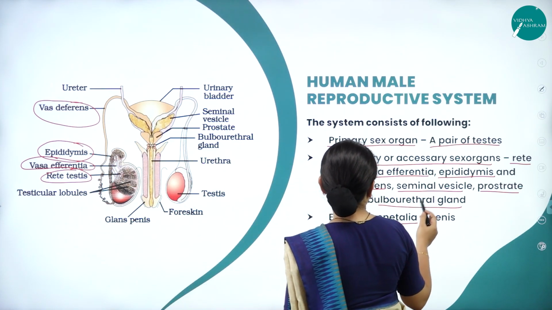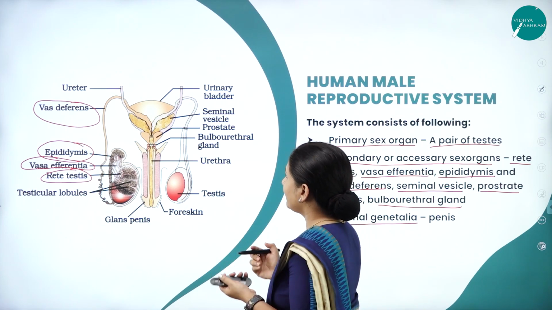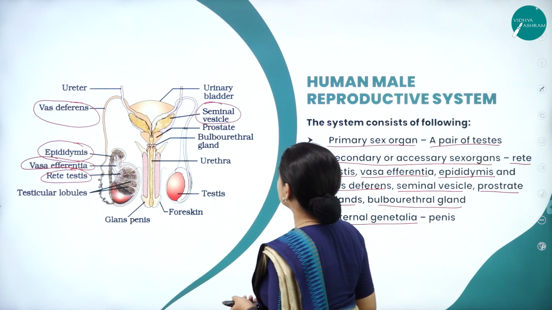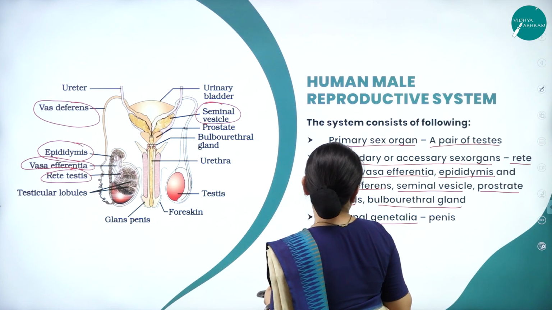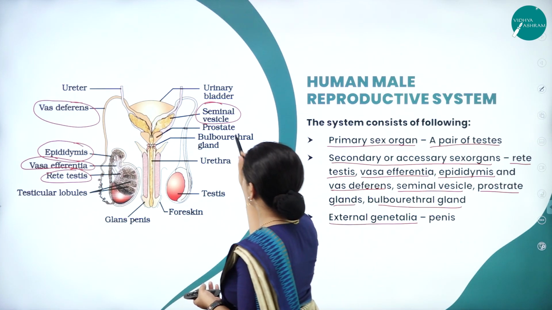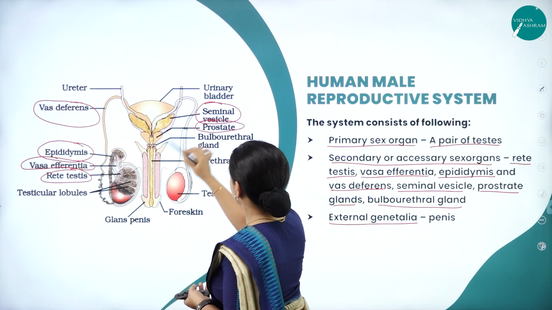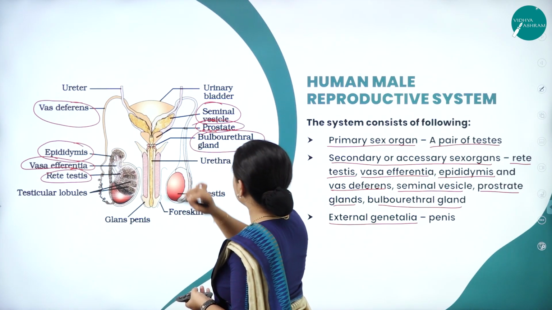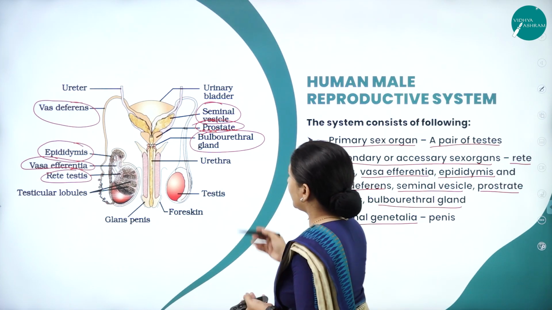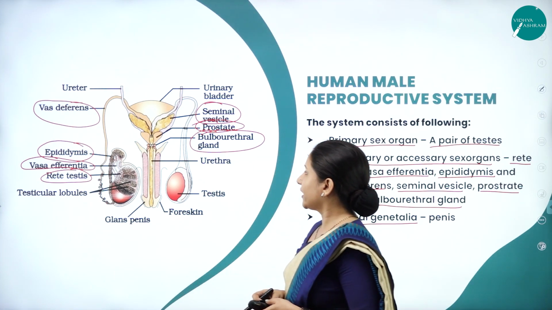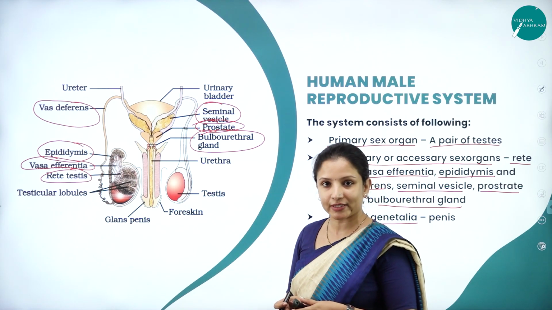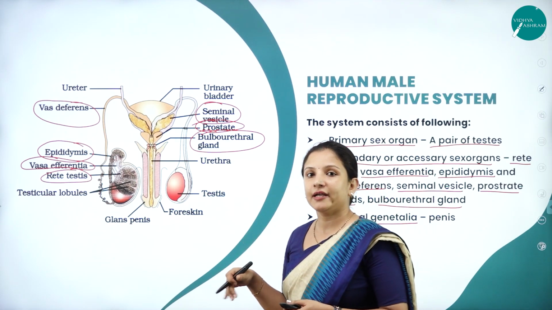Then comes the seminal vesicle. After the seminal vesicle, there is the prostate gland. Then comes the bulbourethral gland, and then we have the urethra. The urethra, ureter, urinary bladder and all that are parts of the excretory system, which you have studied in your first PUC.